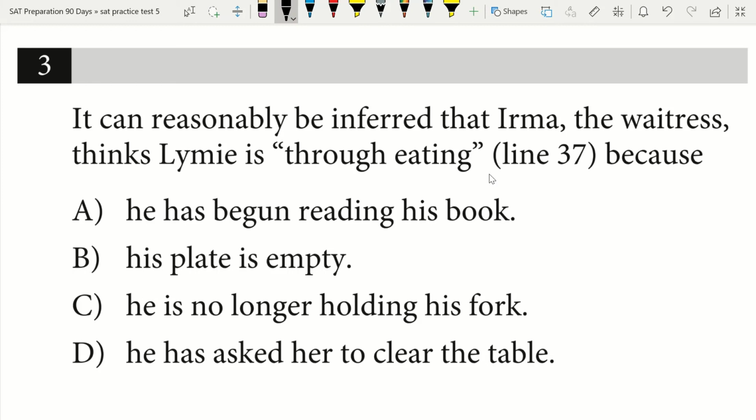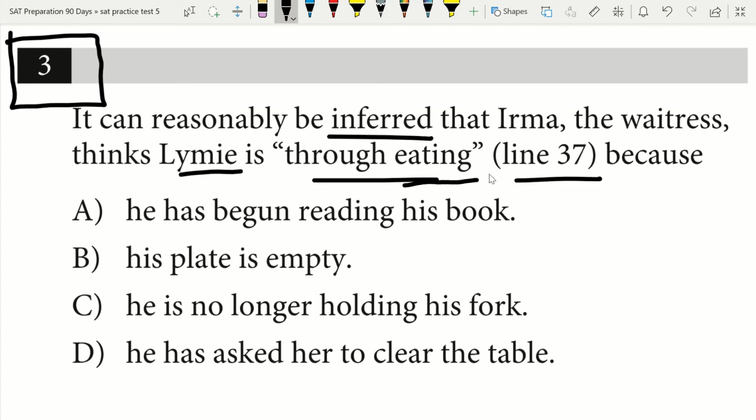So to illustrate my strategy for inference questions and the tip that I have for inference questions, I want to use question 3 from SAT practice test 5. Question 3 states that it can be reasonably inferred that Irma, the waitress, thinks Limey is through eating in line 37 because what? Well, for this tip, I want to talk about how for inference questions, you want to be able to support any answer that you choose with evidence.